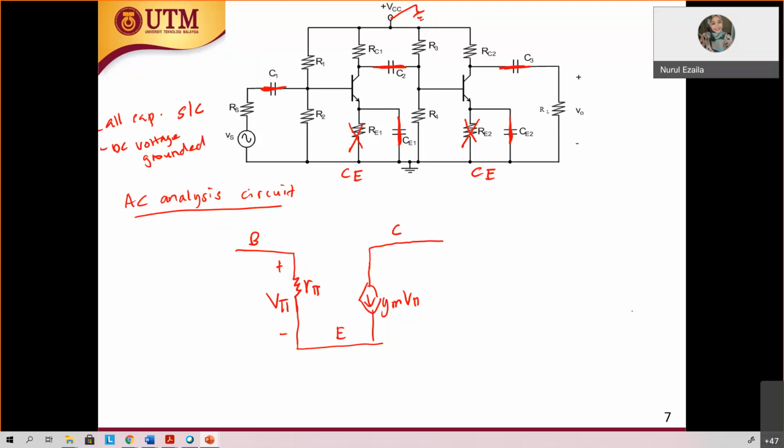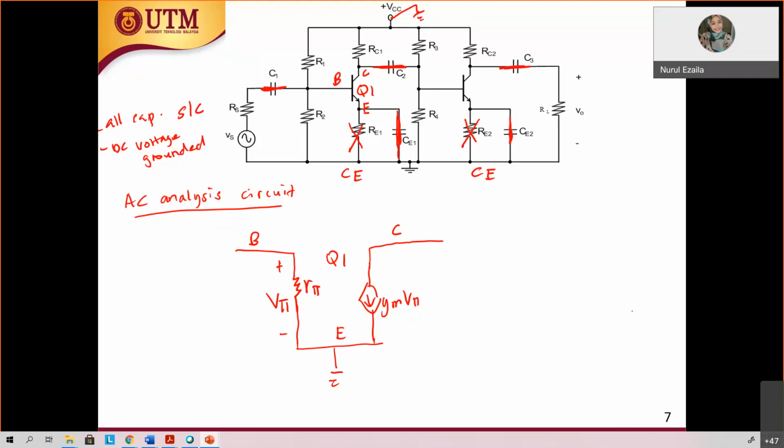R pi. Okay, so let's take a look at the base. This is Q1. This is base, this is collector, this is emitter. The emitter goes straight to the ground.